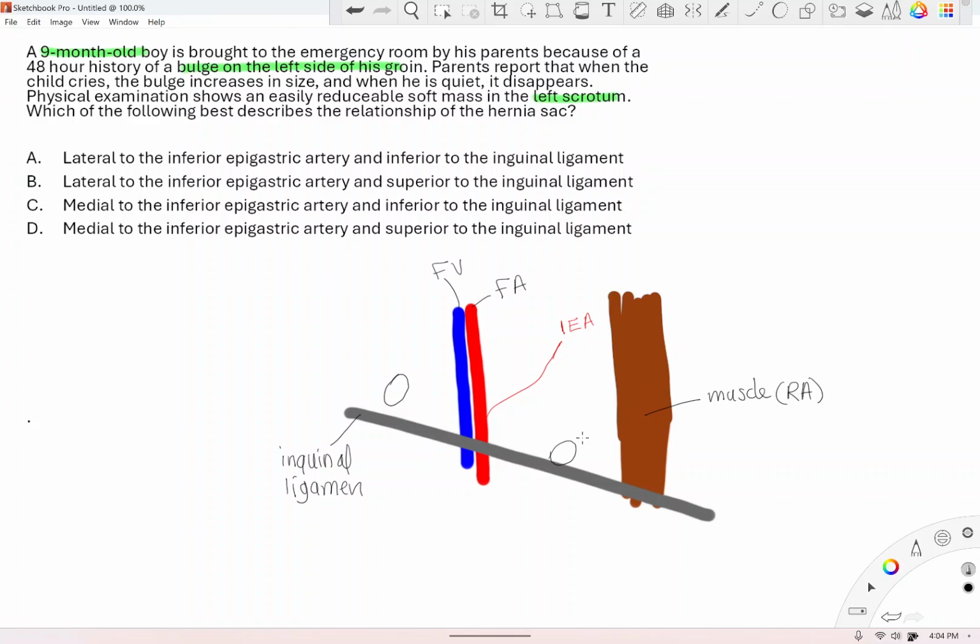So when it comes to inguinal hernia, rule number one, let's compare them. I wish I would have had more time, more space. Let's compare inguinal hernia to femoral hernia. Inguinal hernia will always be above the inguinal ligament. Always above, I'll put IL, inguinal ligament. Whereas femoral hernia will always be below. That's one way of differentiating them. Below the inguinal ligament. So femoral hernia will be right here.